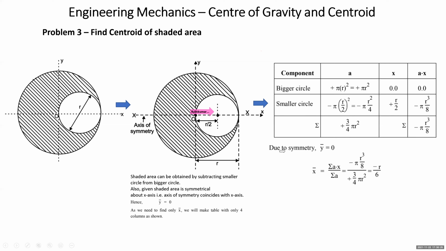Due to symmetry, we have already understood y bar is 0, x bar is summation ax upon summation a. Summation ax is minus pi r cube by 8 upon summation a is 3 by 4 pi r square. If you simplify all this, it comes to minus r by 6. That means the x coordinate of the centroid of this shaded area is not right of the y-axis. It will be measured left of the y-axis.